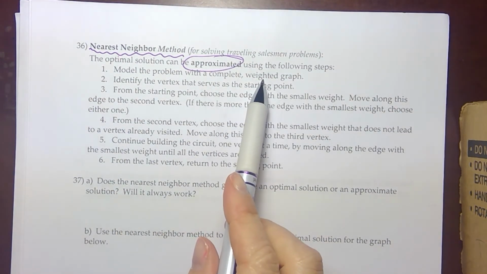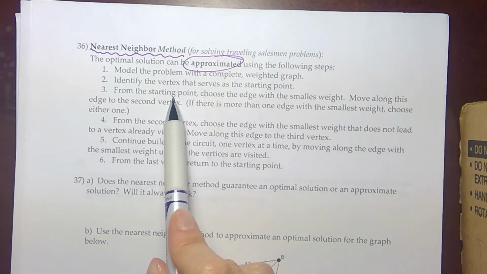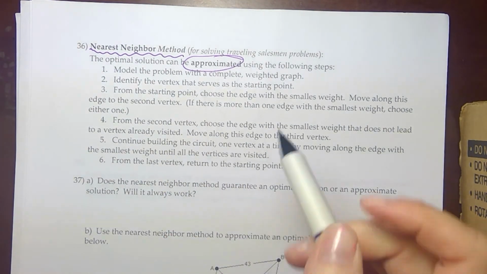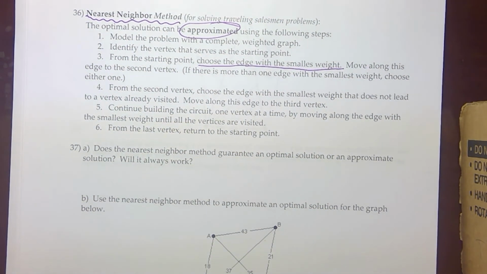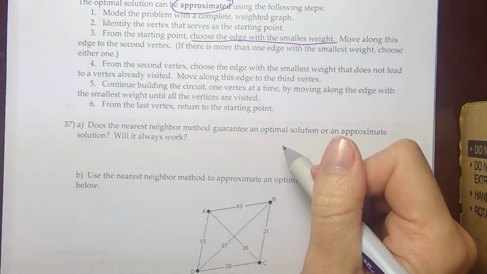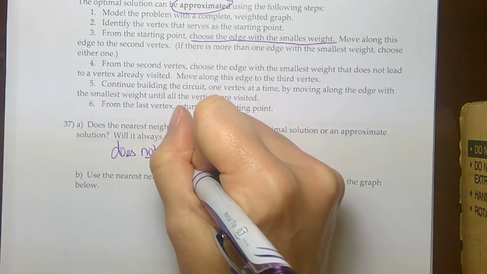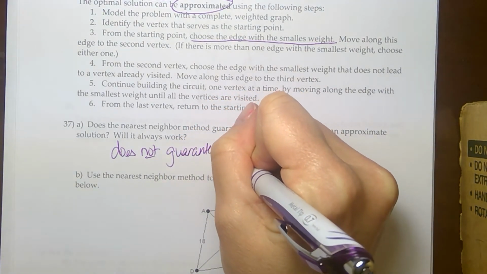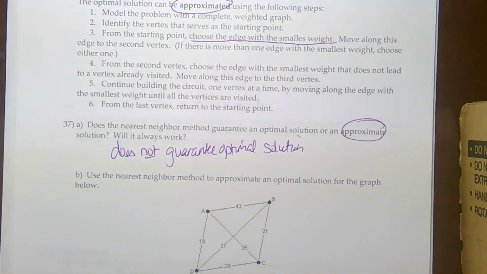You model the problem with a graph just like you did before. You figure out where you need to start. And then from that starting point, you always choose the edge with the smallest weight. So you work your way around the circuit, always picking the lowest value that's available to you until you're done. Now, the nearest neighbor method does not guarantee an optimal solution. It will give an approximate solution.